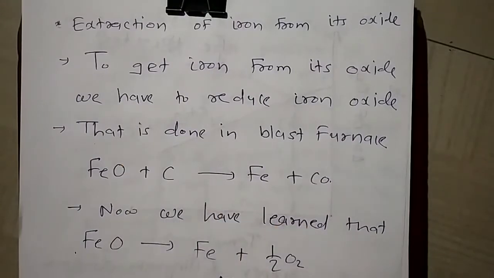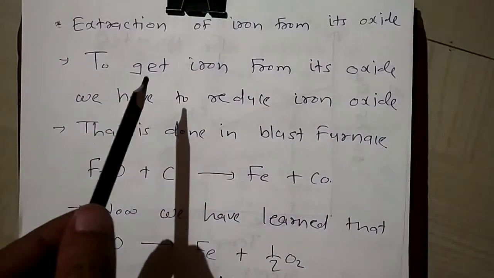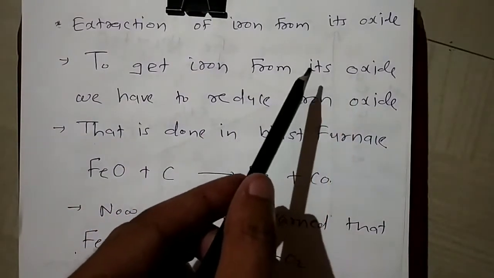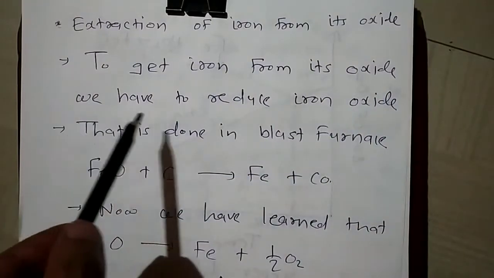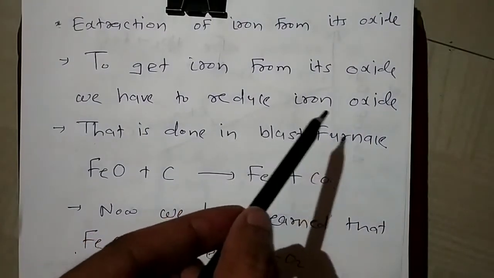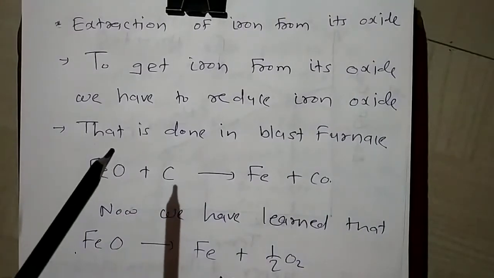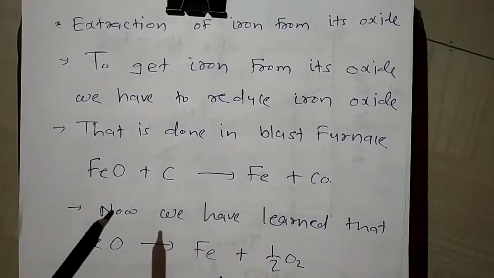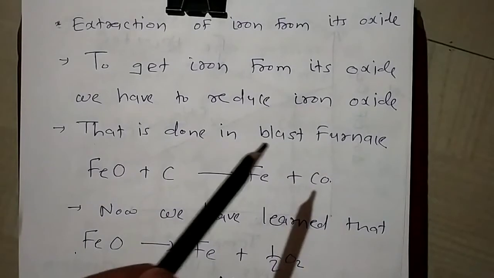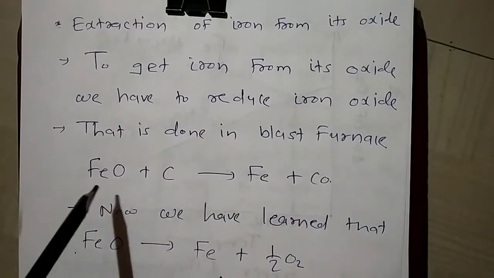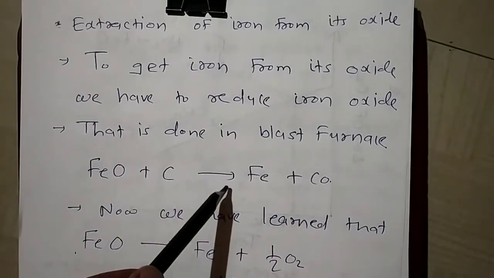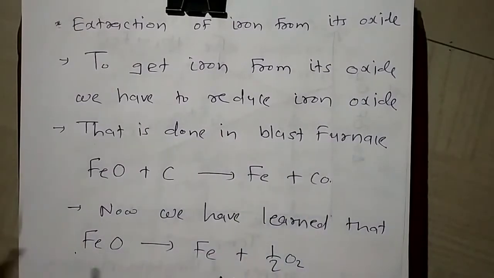So first point is, to get iron from iron oxide we have to reduce iron oxide. That is done in a blast furnace. Example: FeO plus carbon gives Fe plus carbon monoxide.